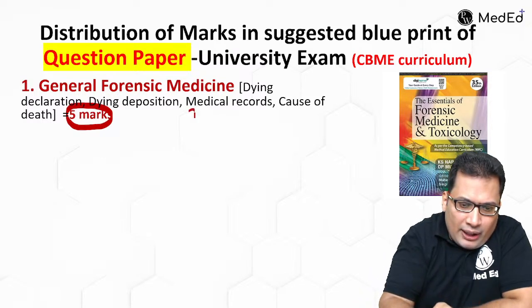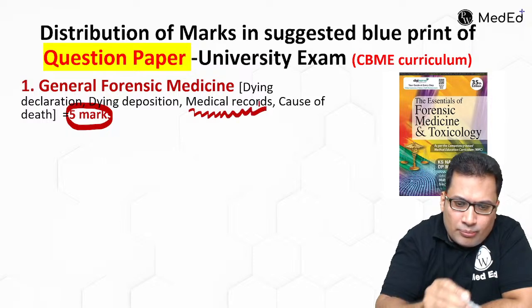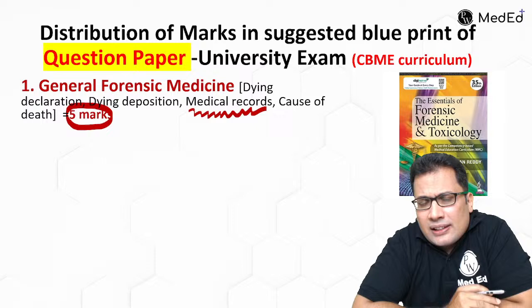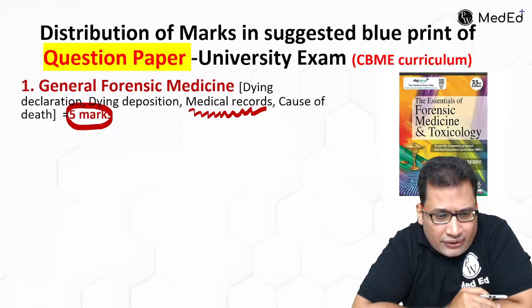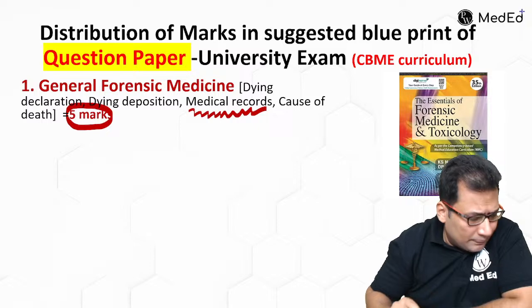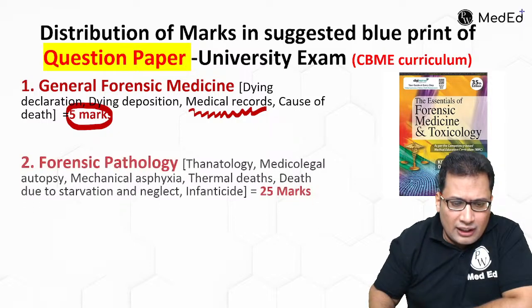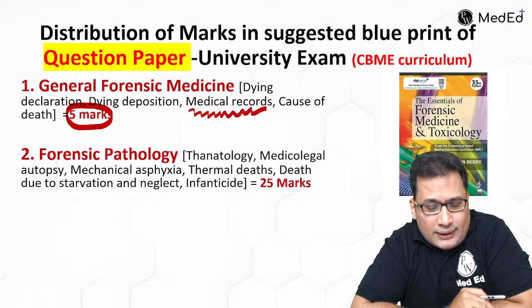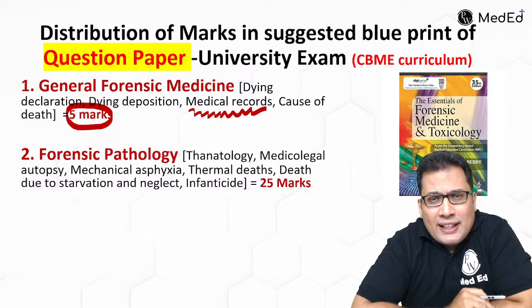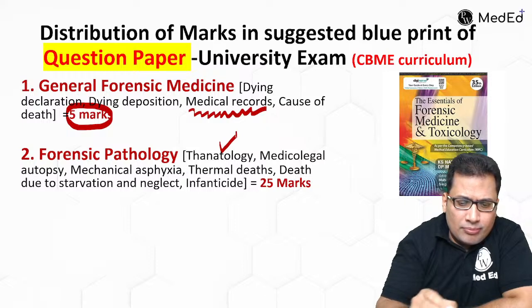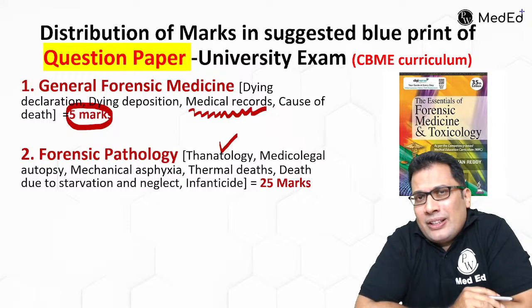Differences between dying declaration and dying deposition can be a 5 marks question. Then medical records can be a 5 marks question, and cause of death in various cases. So it's around 5 marks for general forensic medicine. Then comes a very important topic, forensic pathology. In forensic pathology, the important topics are thanatology.